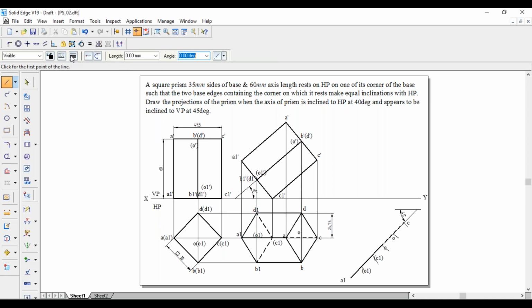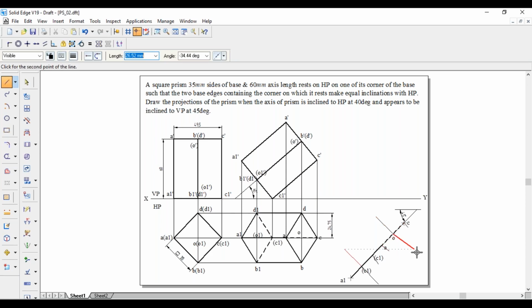From O1 perpendicular to this line, the length will be 24.75 mm. Similarly, in downward direction, 24.75. Same thing from O also. From O, 24.75. This side also 24.75.